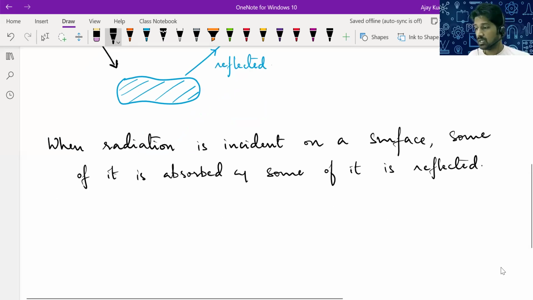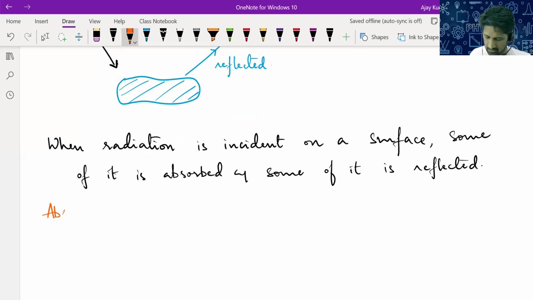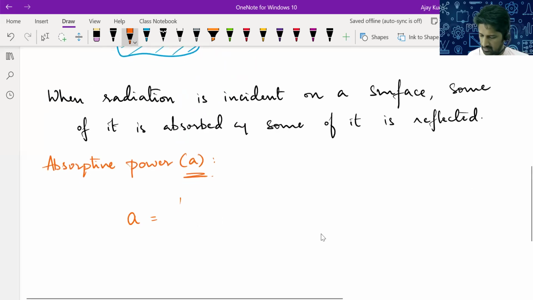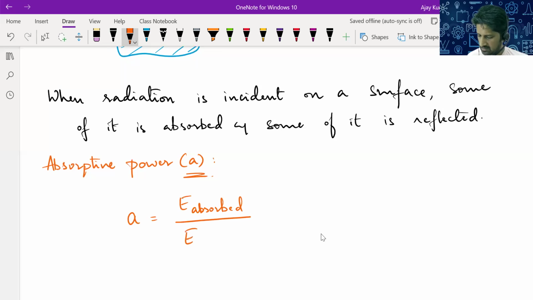Okay. Now, based on how much of the incident energy is absorbed, we can define a quantity called absorptive power of the surface, denoted by the symbol small a. Basically, it is the ratio of energy absorbed to the energy incident, meaning what fraction of incident energy is absorbed by the surface. That is what we define as the absorptive power of that surface. Okay, hope the definition is clear. It's not very difficult to understand also. Every surface has a certain amount of absorptive power. Whatever energy is incident on it, some part of it will be absorbed, remaining will be reflected.